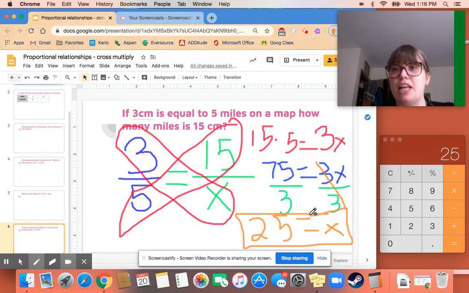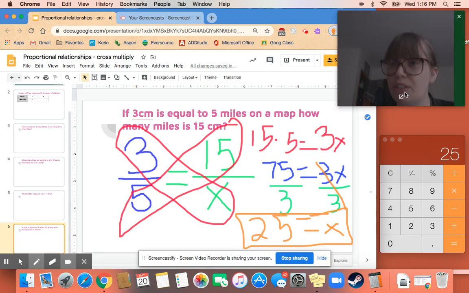All right, my friends, that is proportional relationships and using cross multiply to solve. If you have any questions, please reach out.